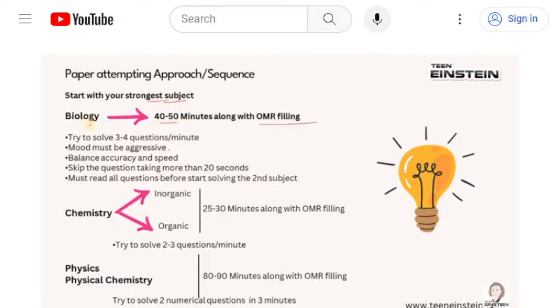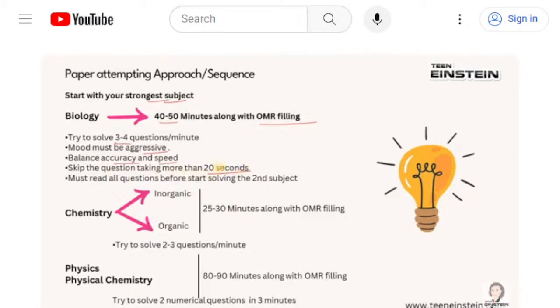While solving the biology paper, you should try to solve 3 to 4 questions per minute, and your mood must be very aggressive. At the same time, you have to balance accuracy and speed, and strictly follow this instruction: skip the question which is taking more than 20 seconds.